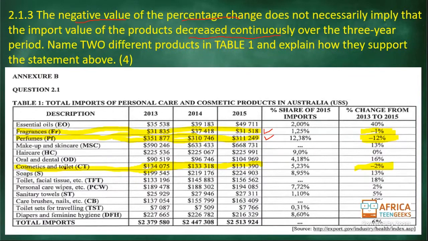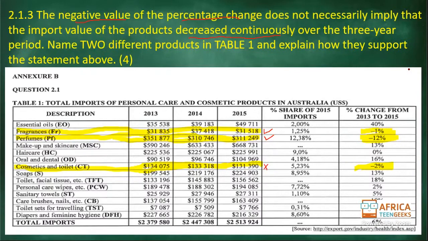And then let's look at cosmetics and toilet. In 2013, it was 134,075 rands. Then it decreased to 133,318 rands. Then it decreased again to 131,390. So this one does not support the statement, because the statement is saying, once again, please remember the statement and focus on the statement.